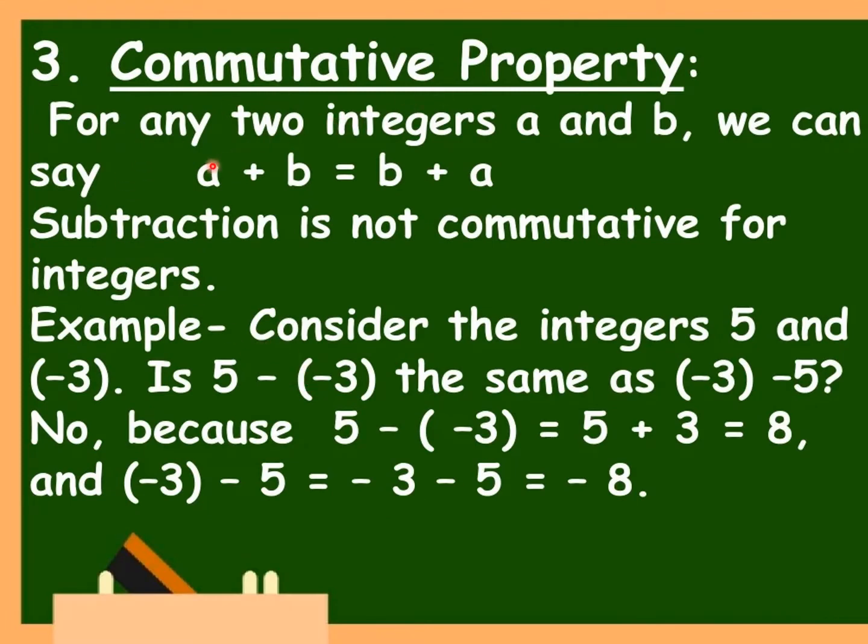Commutative property. For any two integers a and b, we can say a plus b equals b plus a. Subtraction is not commutative for integers. Example, consider the integers 5 and -3. Is 5 minus -3 the same as -3 minus 5? No, because 5 minus -3 equals 5 plus 3 equals 8. And -3 minus 5, we get -8.